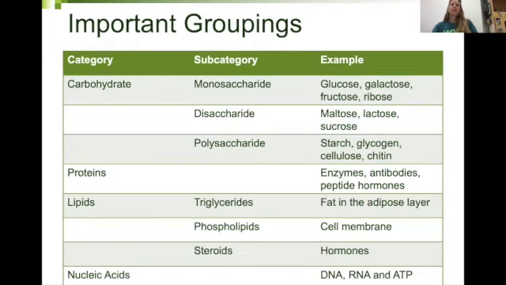We group these things. So the big category is a carbohydrate. Those are the things that taste good. Carbs taste good because they're made of sugars. And so our subcategories of carbohydrates are a monosaccharide, one sugar, and those simple monosaccharides are glucose, galactose, fructose, and ribose. Glucose is the animal sugar. Galactose is the simple sugar found in milk. Fructose is a simple sugar found in fruit, and ribose is found in animals.